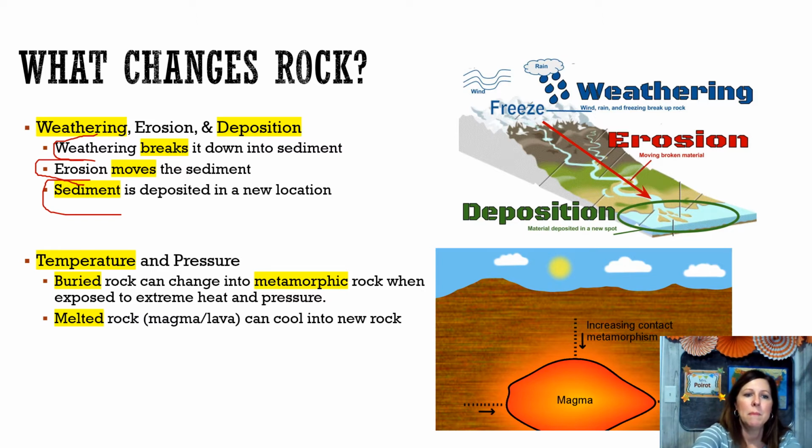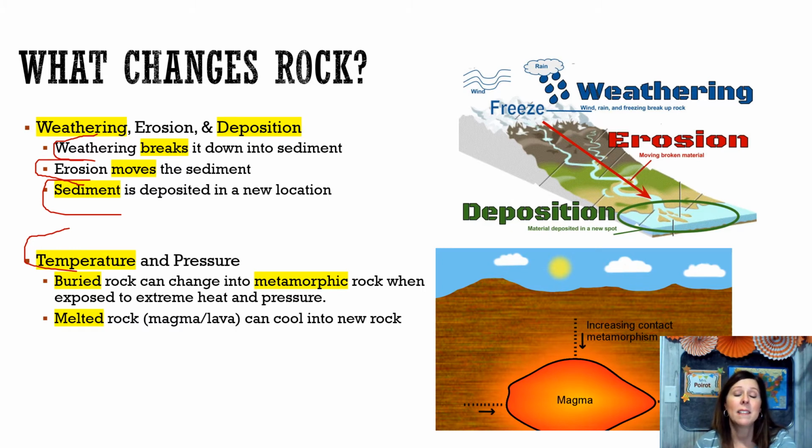So let's talk about temperature and pressure. Rocks that are buried can be squeezed by the weight of the rock or the layers of sediment that are on top of it. As the pressure increases with depth beneath Earth's surface, so does the temperature. We know that because we learned about all the different layers of the Earth. We know that it gets hotter the closer we get to the core. So if the temperature and the pressure are high enough, the buried rock can change into metamorphic rock.